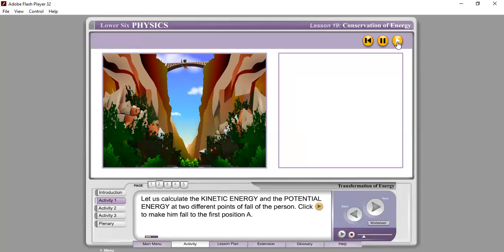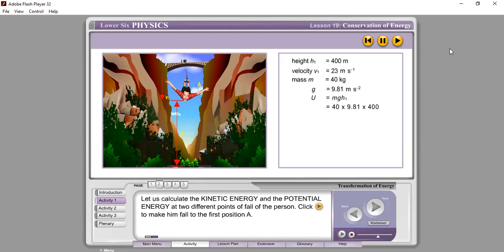Click the play button to make him fall to the first position A. Height h1 equals 400 meter. Velocity v1 equals 23 meter per second. Mass m equals 40 kilograms. g equals 9.81 meter per second squared. U equals mgh1, which equals 40 times 9.81 times 400, which equals 1.57 times 10 to the power 5 joule.